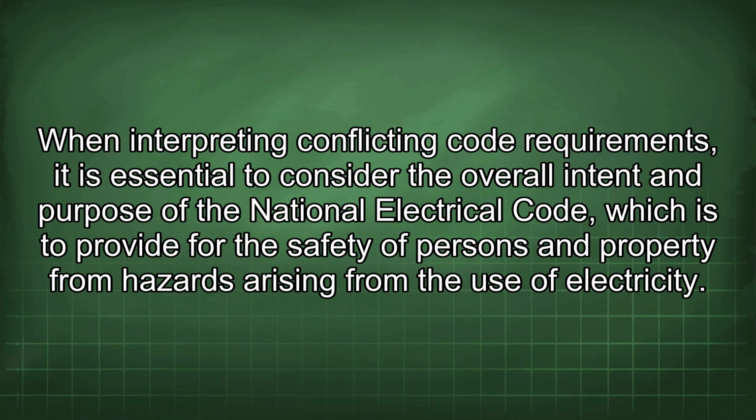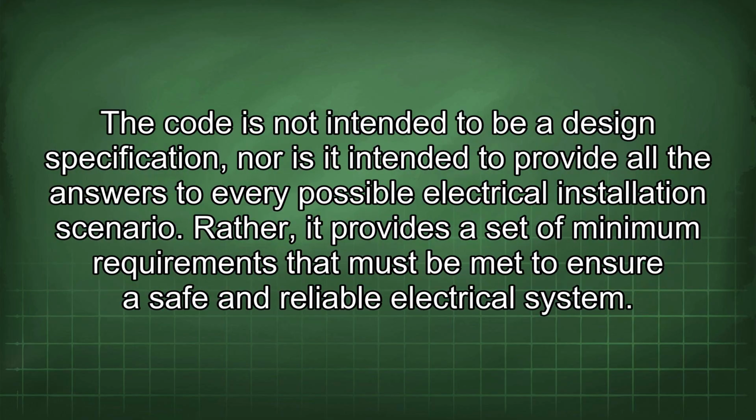When interpreting conflicting code requirements, it is essential to consider the overall intent and purpose of the National Electrical Code, which is to provide for the safety of persons and property from hazards arising from the use of electricity. The code is not intended to be a design specification, nor is it intended to provide all the answers to every possible electrical installation scenario. Rather, it provides a set of minimum requirements that must be met to ensure a safe and reliable electrical system.